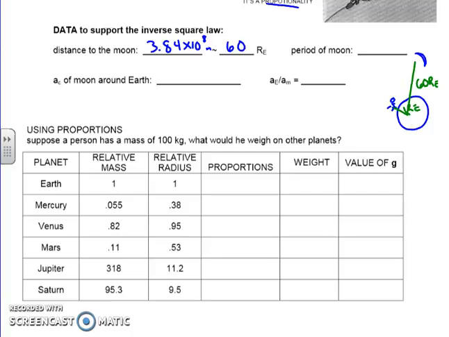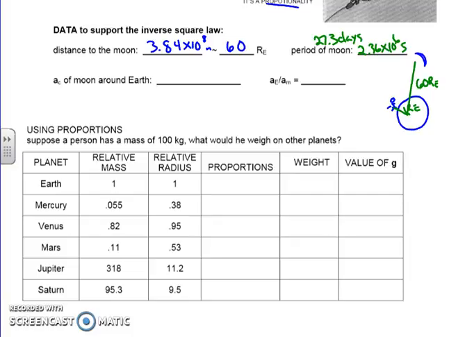Now, another important piece of information that is known is the period of the moon, the time it takes to go around once, is roughly 27.3 days. But in terms of seconds, if we convert that to seconds, we have 2.36 times 10 to the 6 seconds. All right, so how can we use this to verify his idea of the inverse square law?